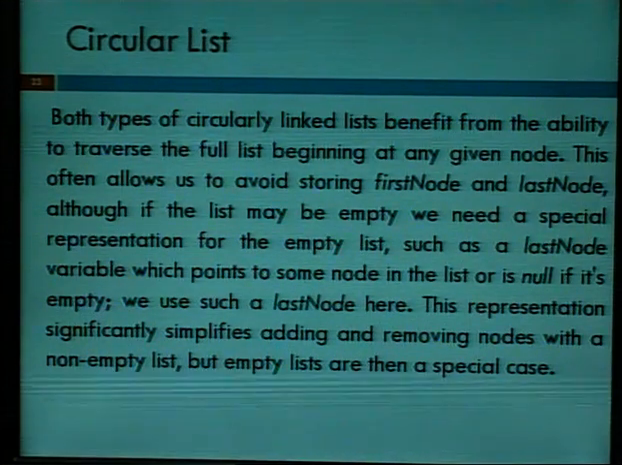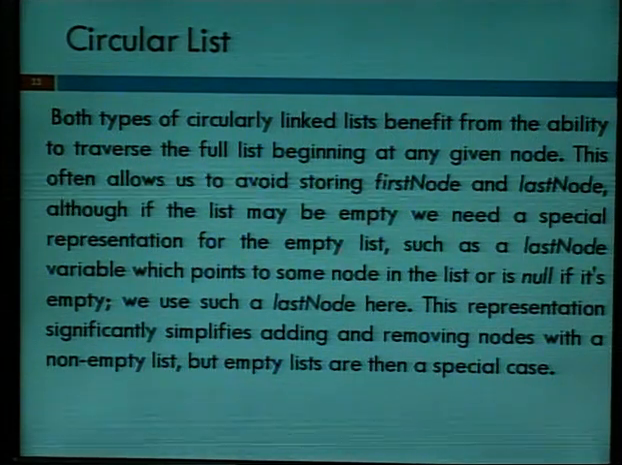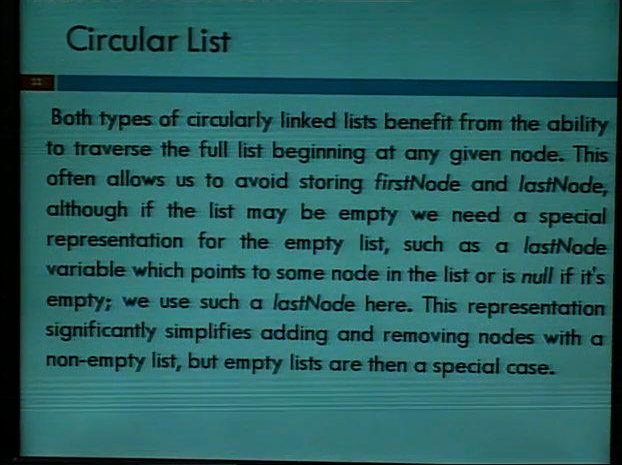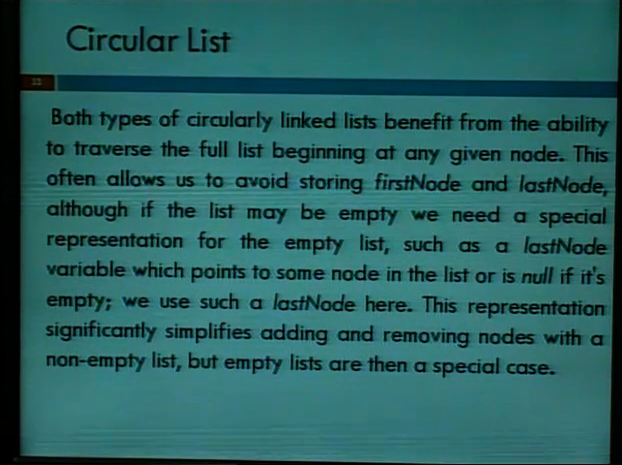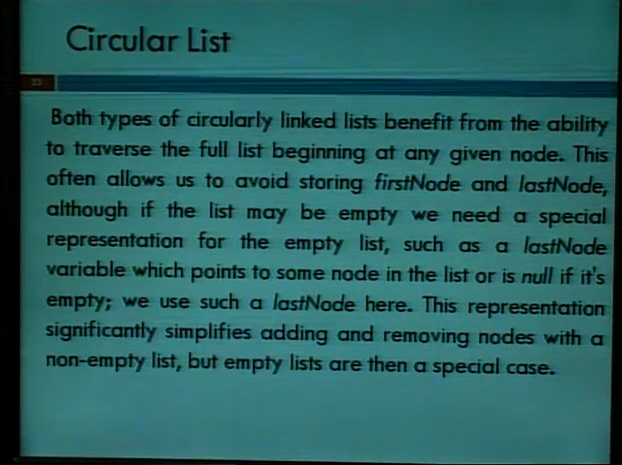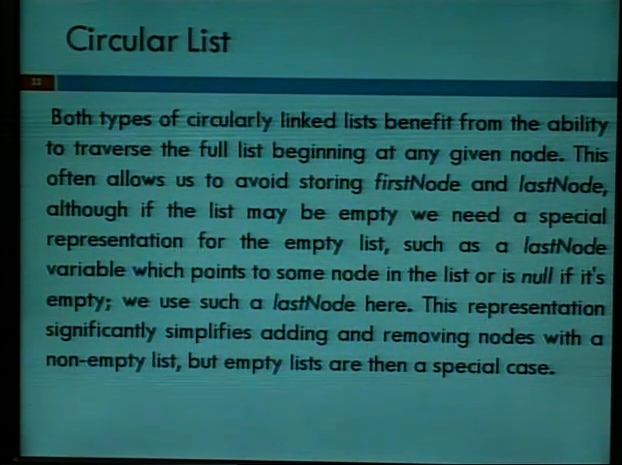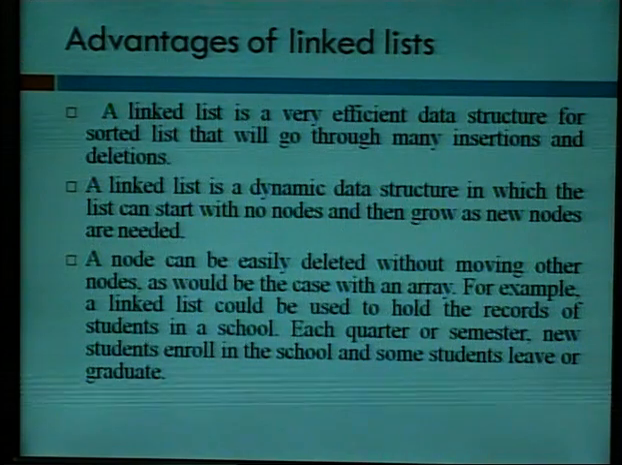Means ਸਾਡੇ ਕੋਲ circular link list ਦੇ ਵਿੱਚ ਕਿਤੇ ਵੀ ਅਸੀਂ ਟਰੈਵਰਸ ਕਰ ਸਕਦੇ ਹਾਂ full list beginning at the given node, and this often allows us to avoid storing first node and last node. Although if the list may be empty, we need a special representation for empty list. ਸਰਕੂਲਰ ਲਿੰਕ ਲਿਸਟ ਦੇ ਉੱਪਰ ਜਿਹੜੇ ਆਪਰੇਸ਼ਨਸ ਆ, ਜਿਵੇਂ ਅਸੀਂ ਪਹਿਲਾਂ ਸਿੰਗਲੀ ਜਾਂ ਡਬਲੀ ਲਿੰਕ ਲਿਸਟ ਦੇ ਉੱਪਰ ਆਪਰੇਸ਼ਨ ਕੀਤੇ, same operations may be repeated on the circular linked list.